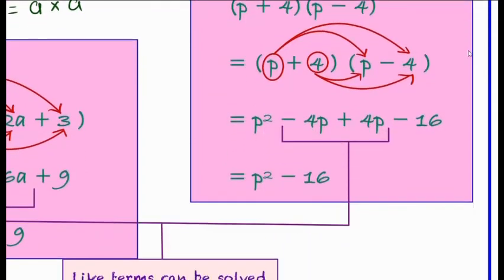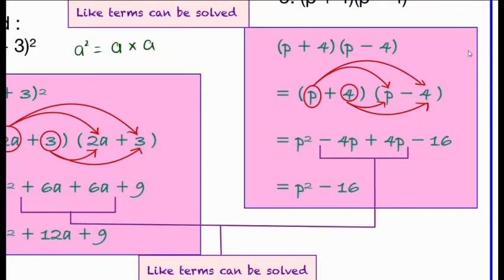Okay, so since negative 4p and 4p are like terms, you can solve. So negative 4p plus 4p, you get 0. Since it is 0, you don't need to write anything. You just need to write p squared minus 16 as your final answer.